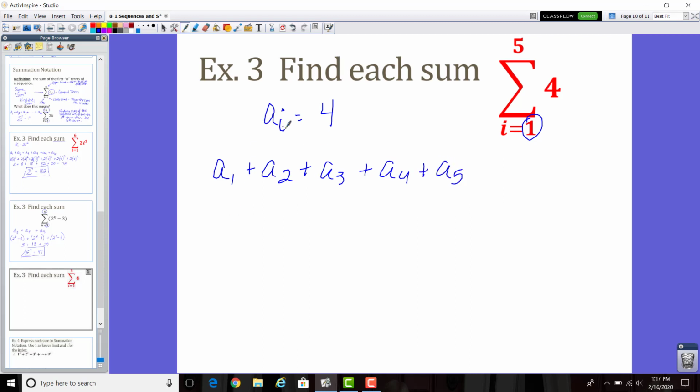then if i is changing to a 1, then this is still 4. I is changing to a 2, this is still 4. When your general term is just a number, that means each term has that exact value. So we add all of those up, and we get a sum of 20.